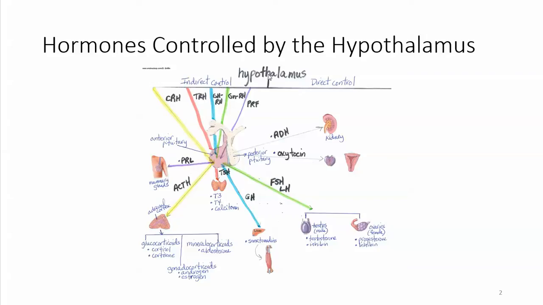Now, also the hypothalamus has direct control of the hormones. Okay, these are not tropic hormones. So again, this is the posterior pituitary. It releases two hormones. One is ADH, which is antidiuretic hormone. Another word for that is vasopressin. Okay, this is under osmoreceptor stimulation.